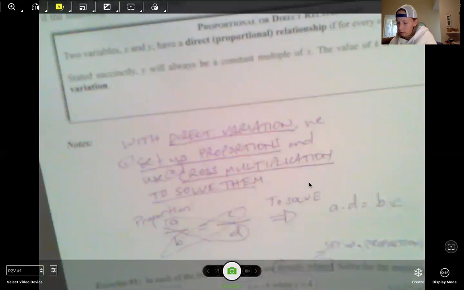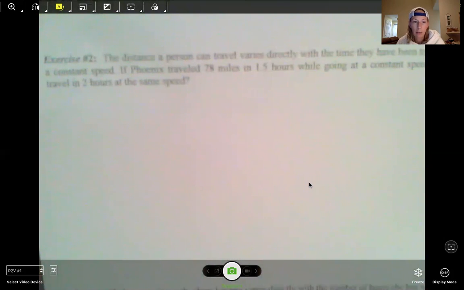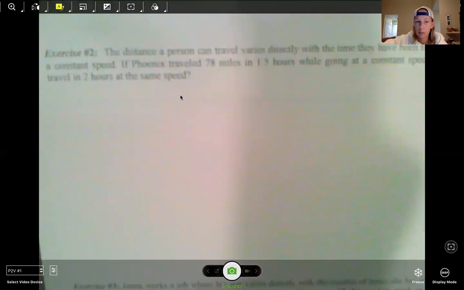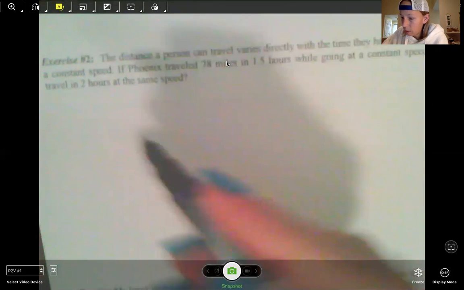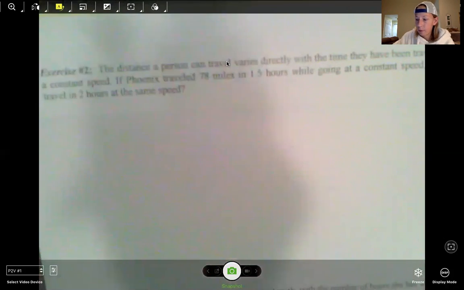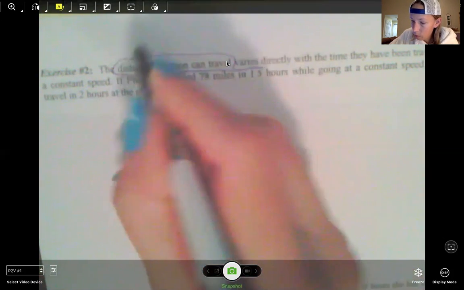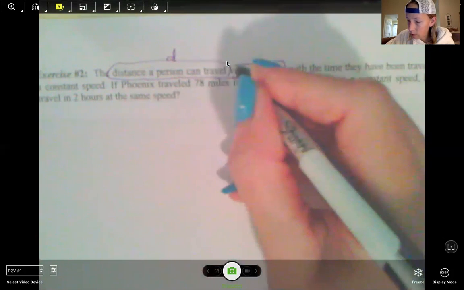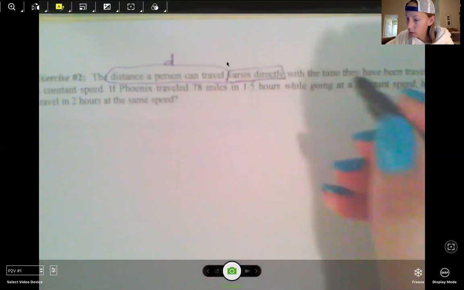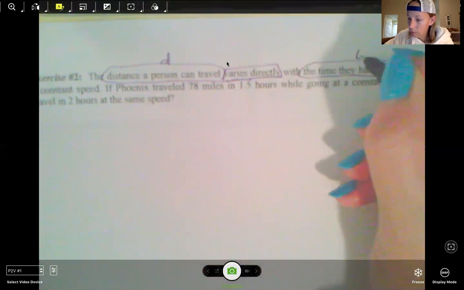The word problems with this, well, I know you guys typically don't like word problems that often. They aren't really that bad because we really just try to do the same thing. So if we look at this example 2, it says the distance a person can travel. So the key here is knowing what two things are varying. So the distance a person can travel, I'm just going to call that D. Varies directly. So here's our key piece, which says we set up a proportion with the time they've been traveling. So I'm going to call the time T.